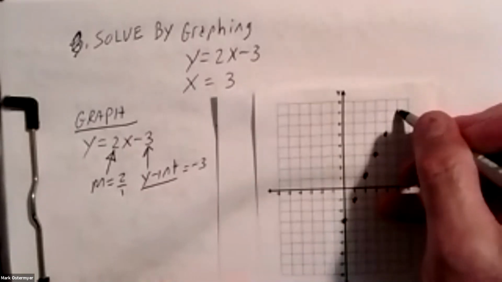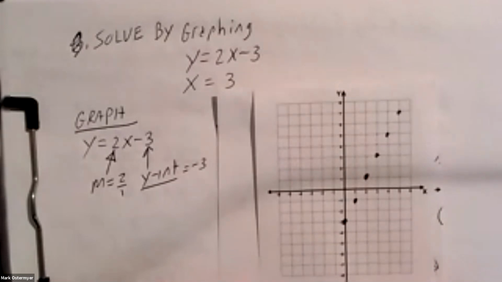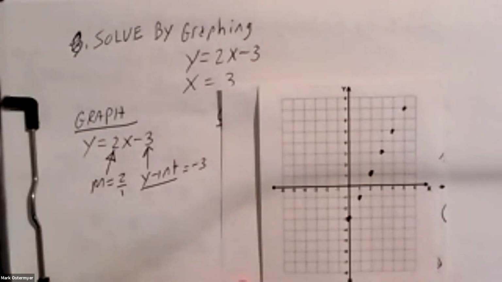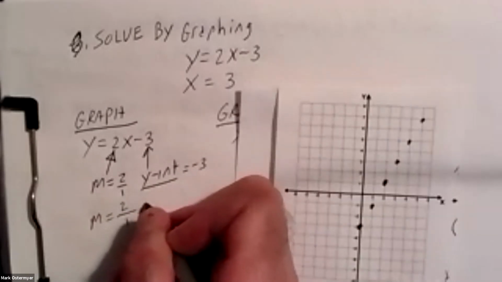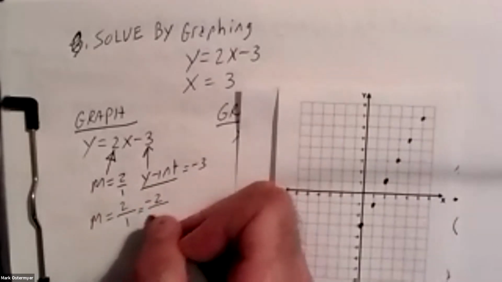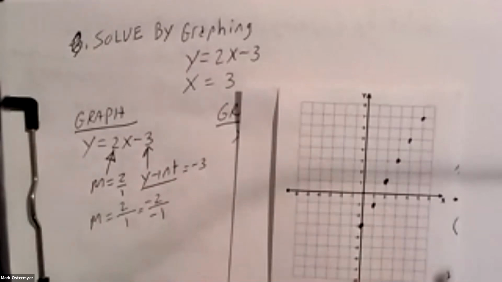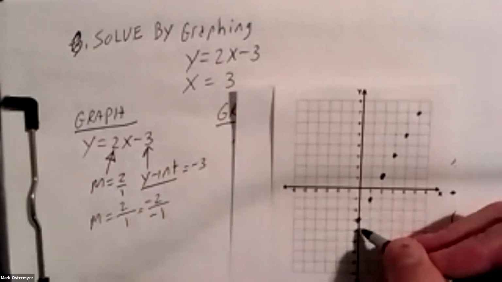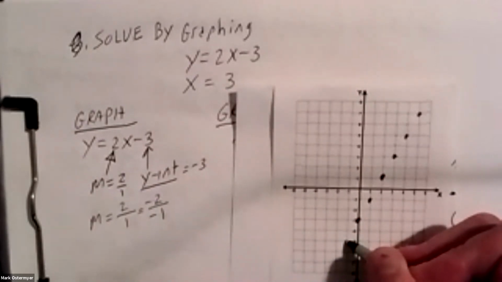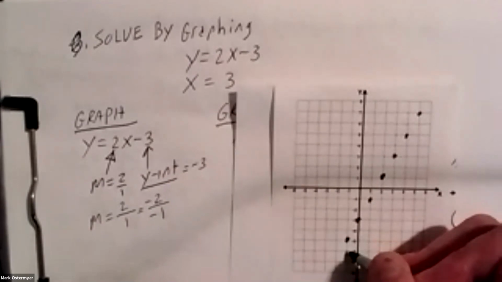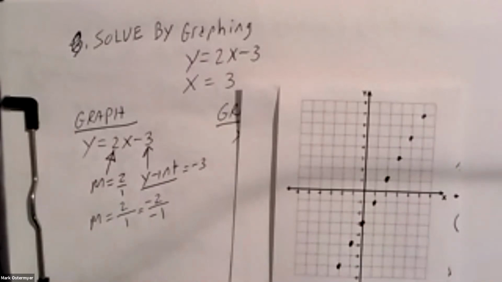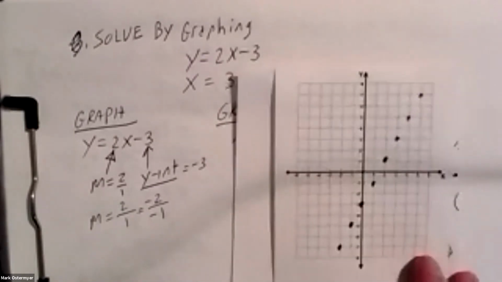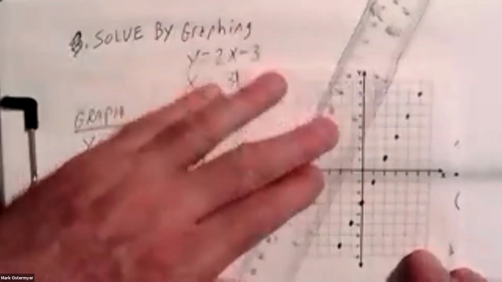Up 2, 1 to the right, plot a point. Do you agree? All those points are collinear. Or if you don't like going up 2 over 1, you could just as well go down 2 units and to the left -1 unit. So I could have gone down 2 units, -1, -2, now to the left -1. Down 2 units, to the left -1. Either way, whether you go up 2 to the right 1 or down 2 to the left 1, doesn't matter. You'll still be plotting points on the same line.